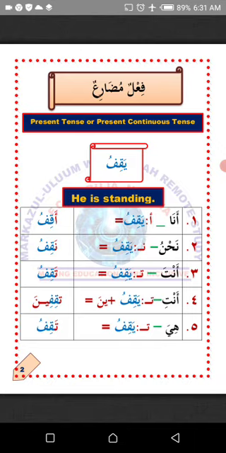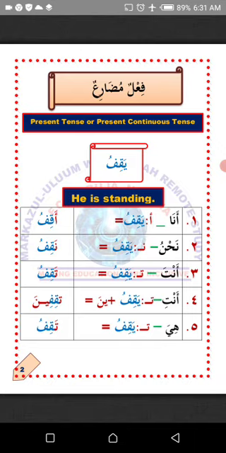The question is, how do we change the verb yakifu to suit the pronouns below? Yakifu simply means he is standing, and he in Arabic is huwa, being the opposite of hiya, she. So how do we now change the verb yakifu to suit the following pronouns?